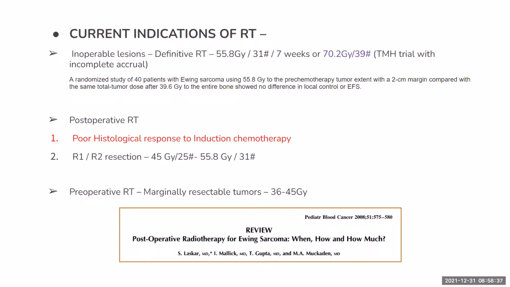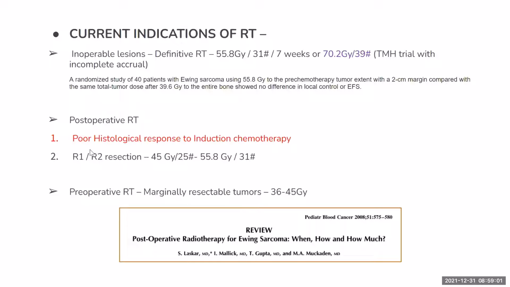So radiation can be given as definitive therapy when surgery is not feasible, such as sites in the pelvis where surgery is very difficult. Definitive radiation of around 55 gray is conventionally used. There was a trial at TMH where they escalated the dose gradually over a period of time and modulated the dose as per the response to therapy up to 70 gray, but the accrual could not be completed.